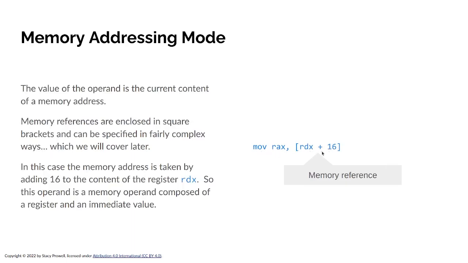I take RDX and I add an offset of 16 to it. I go and get the contents of the location, right? So RDX holds a 64-bit value and memory addresses are 64-bit values. I add 16 to that value. That gives me a new memory address, and I go and I load the 8 bytes at that address into RAX.